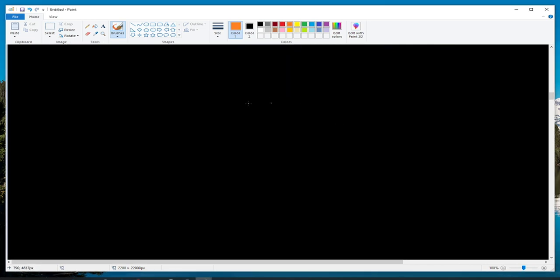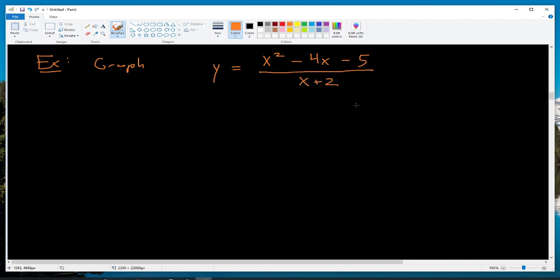So next example. Here we want to graph y equals x squared minus 4x minus 5, all that over x plus 2. So in order to do that, we're going to need to find our x-intercepts first.